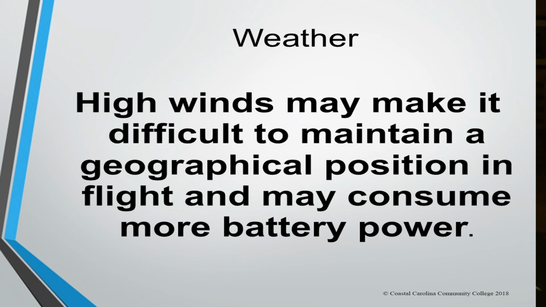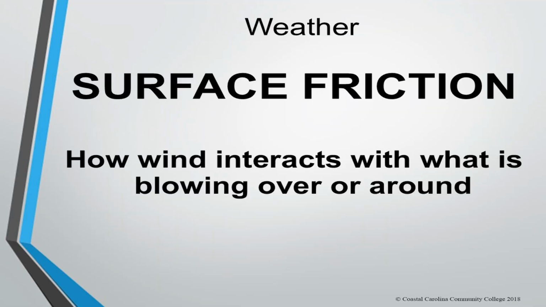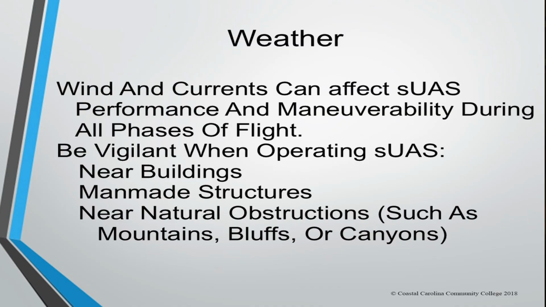So wind and currents can affect a drone's performance and maneuverability in all phases of flight. Be vigilant when you're operating a drone near buildings, man-made structures, or natural obstructions such as mountains, bluffs, or canyons, because of wind resistance, you can get some unexpected wind gusts and direction changes.